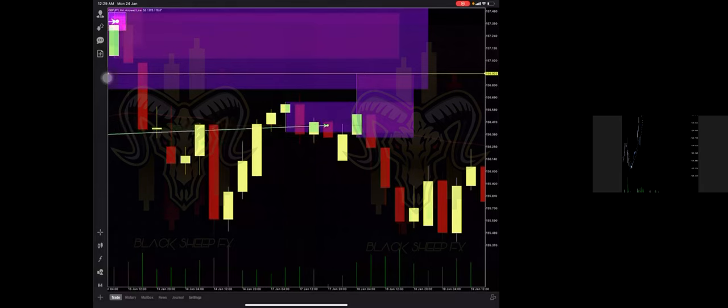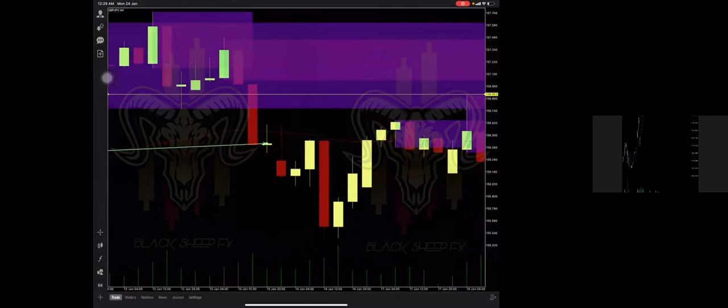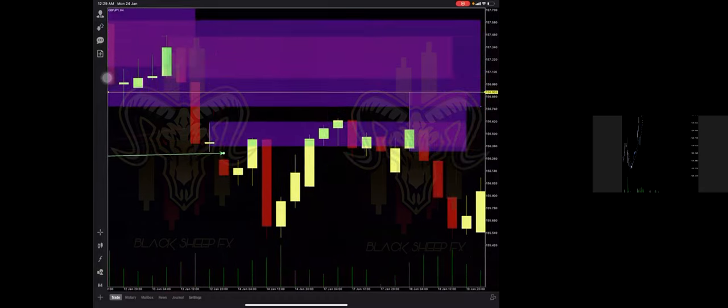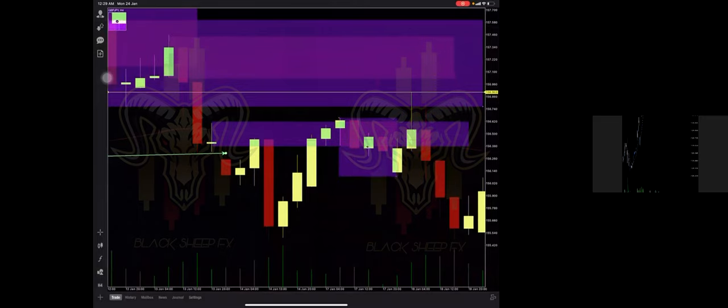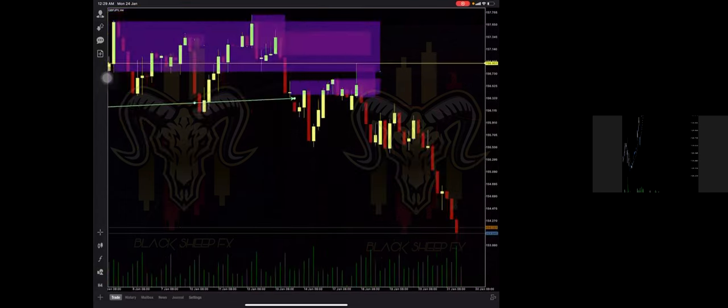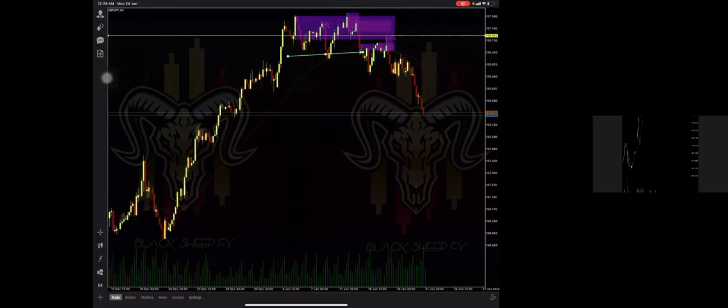Why can you be confident here? Because look here, I missed out one engulfing. Green candle, red candle, eaten. Sell. Ooh, drop. You get me?